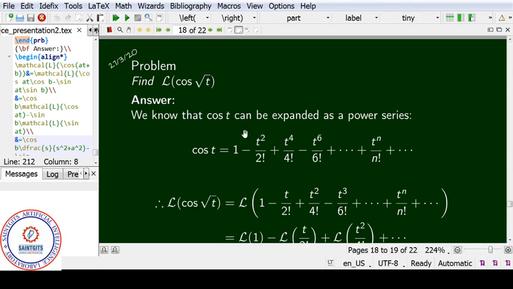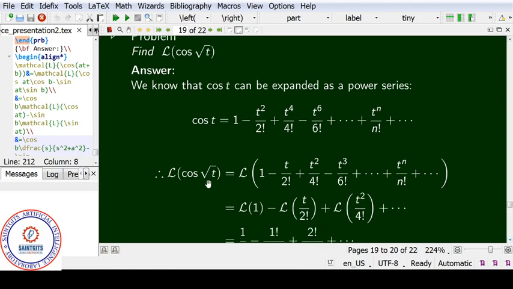Power series expansion of cos t is equal to 1 minus t square by 2 factorial plus t raised to 4 by 4 factorial minus t raised to 6 by 6 factorial plus etc. This stands for the sum of even terms, t raised to n by n factorial, or more generally t raised to 2n by 2n factorial. It is more correct.